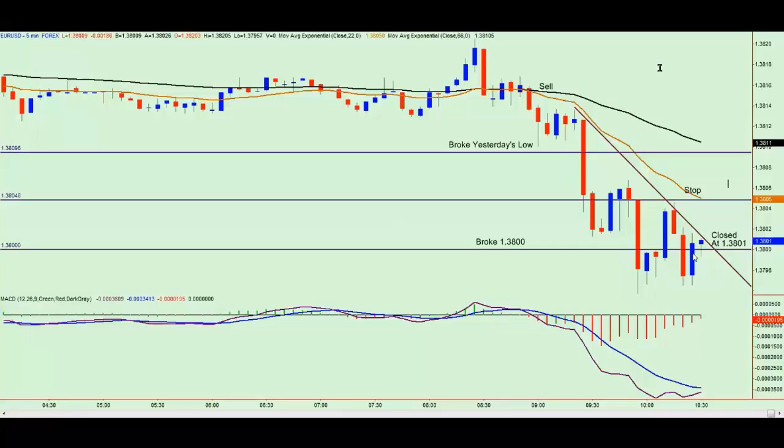And that's really how I traded the European Open on the Euro US dollar on the 5 minute. I will sit and I will wait and see what price does for the rest of the day. Another reason for getting out is that we could see that overall momentum was very much pushing up on the MACD for the Euro US dollar.